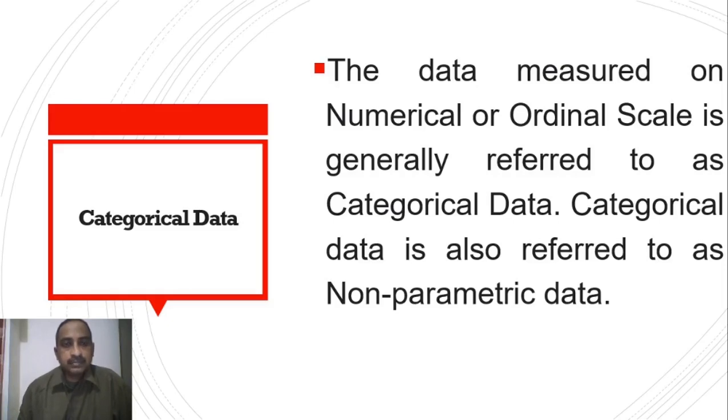Sometimes there is also categorical data. Data measured on a nominal or ordinal scale is generally referred to as categorical data. Categorical data is also referred to as non-parametric data.